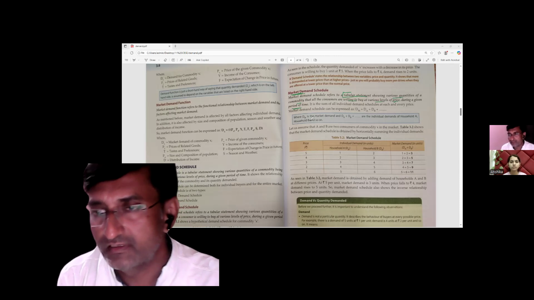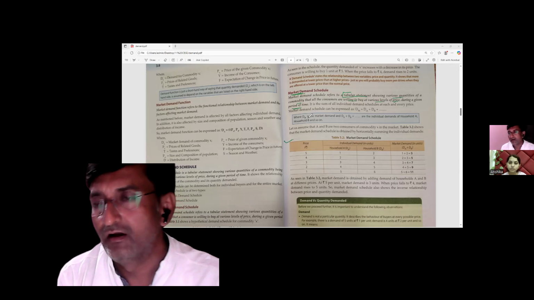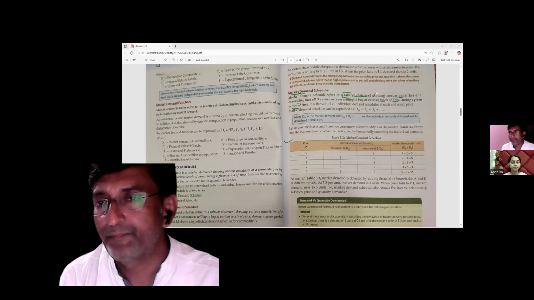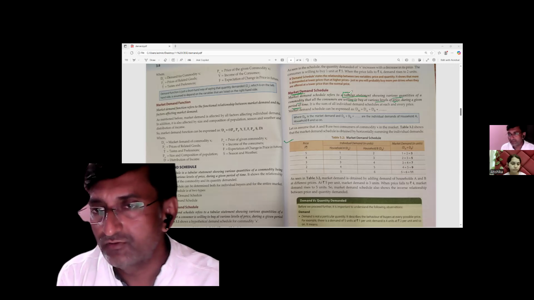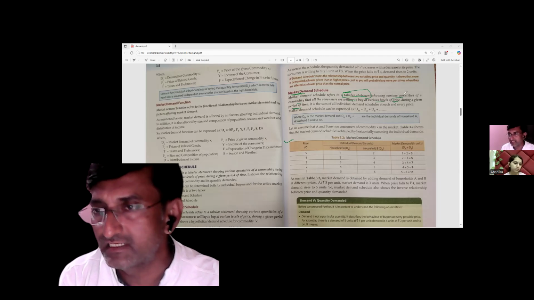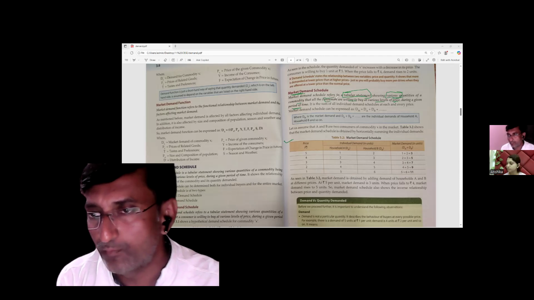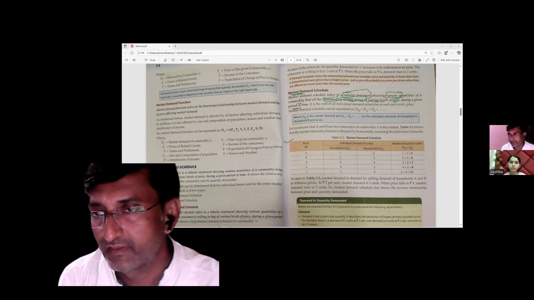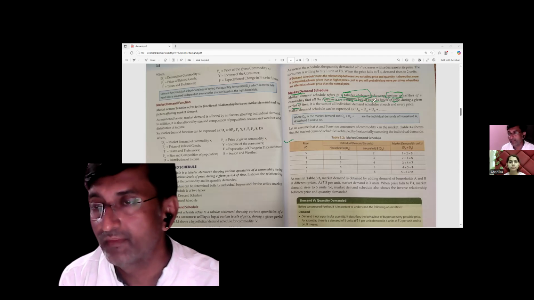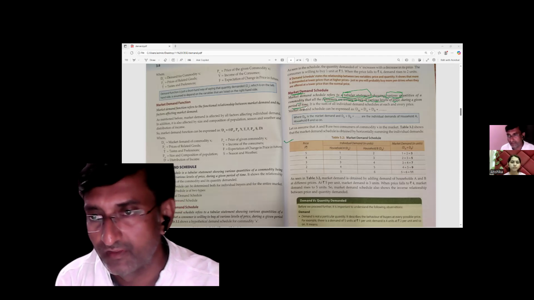We'll understand this definition on the basis of an example, but first let's elaborate it statement by statement. First, the market demand schedule is a tabular statement. Second, it shows the various quantities of the commodity. Third, consumers are willing to buy at various levels of prices. In this situation, consumers are ready to buy various quantities at various levels of prices, during a given period of time. That is the simple definition.